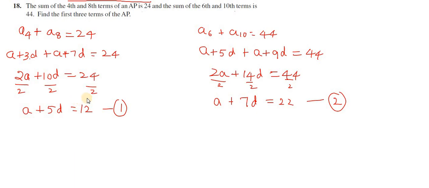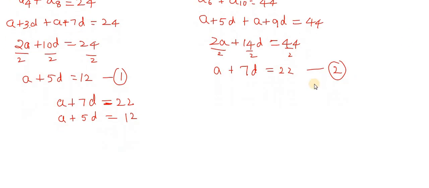Now we need to find the a value and d value using these two equations. You can do this by the substitution method, elimination method or cross multiplication method, but don't worry about all those methods. We'll go for the elimination method, which is the easiest one. So a plus 7d is equal to 22, and a plus 5d is equal to 12.